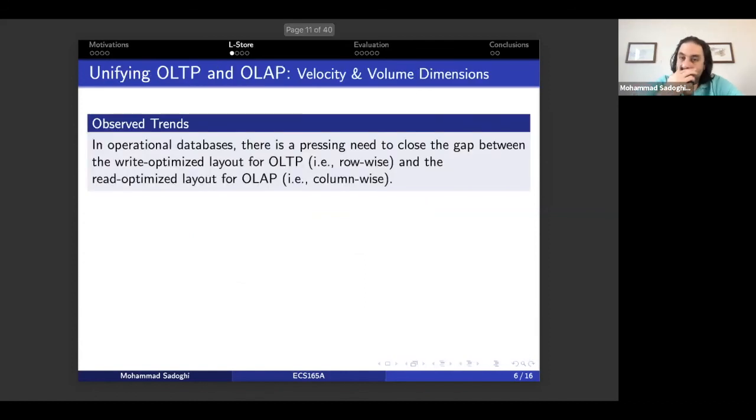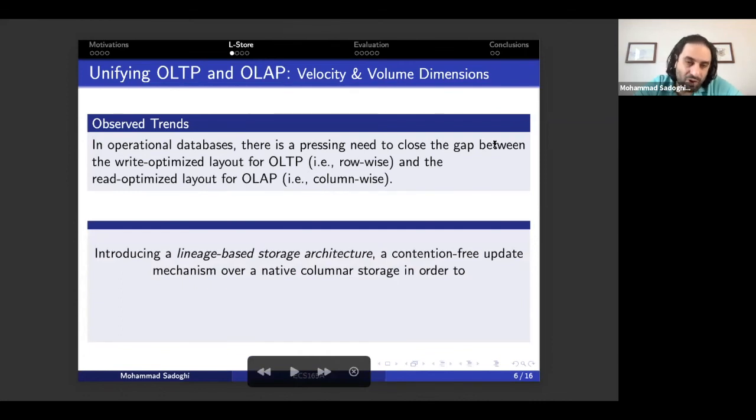What we find is that in the operational data store, which is defined as being not only for day-to-day tasks but also for reporting, there is a gap between row-wise and column-wise. The solution that we worked on over that four-year span was to develop a lineage-based storage architecture that allows us to operate on native columnar storage without the constant contention caused by frequent updates.